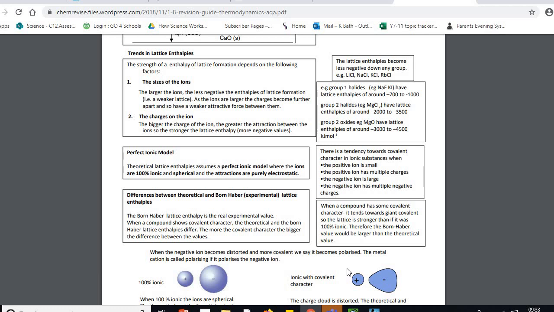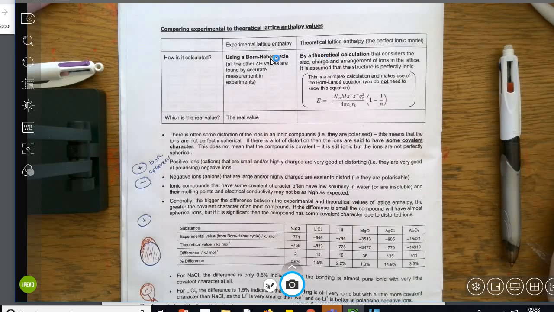So this is saying that what we've been looking at as covalent bonds and ionic bonds, there tends to be an area in between where you can have some features that are both covalent and ionic at the same time. So that's what this is looking at. Now if I go back to this, remember theoretical is calculated using an equation, experimental was using the Born-Haber cycle.